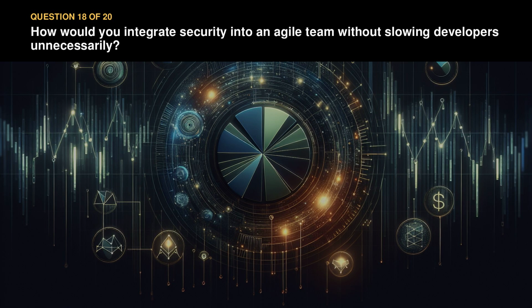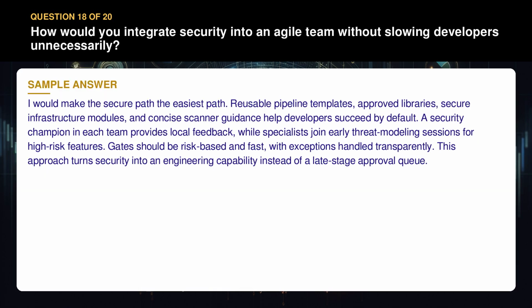Question 18. How would you integrate security into an agile team without slowing developers unnecessarily? I would make the secure path the easiest path. Reusable pipeline templates, approved libraries, secure infrastructure modules, and concise scanner guidance help developers succeed by default. A security champion in each team provides local feedback, while specialists join early threat modeling sessions for high-risk features. Gates should be risk-based and fast, with exceptions handled transparently. This approach turns security into an engineering capability instead of a late-stage approval queue.